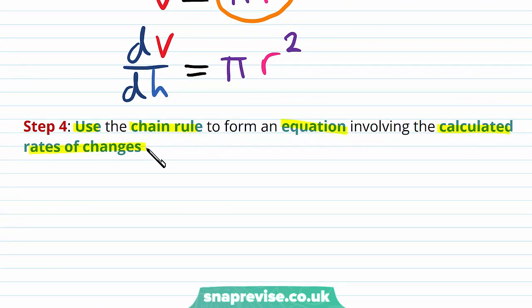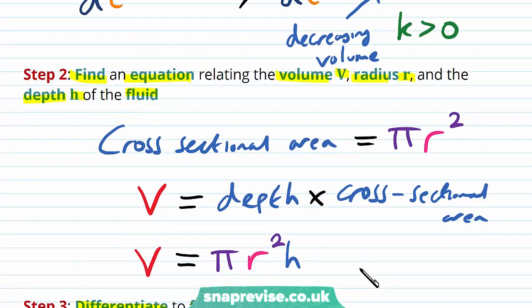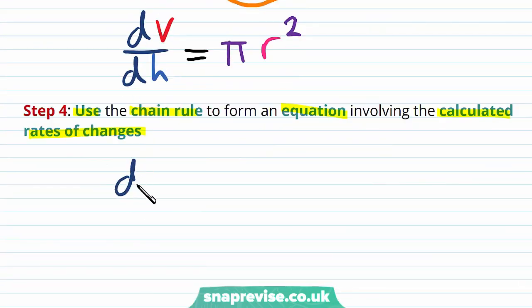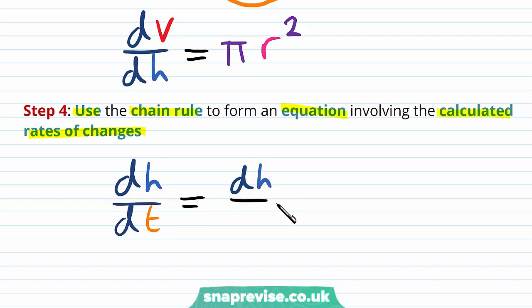Our fourth step is to use the chain rule to form an equation involving the calculated rates of change. In the question, we've been asked to find an expression for dh by dt. So we write this first, and then we can use the chain rule to express this in a slightly different way. All we need to remember is to use fractions throughout, and therefore we have a dh here and a dt here. The thing in between is up to you.